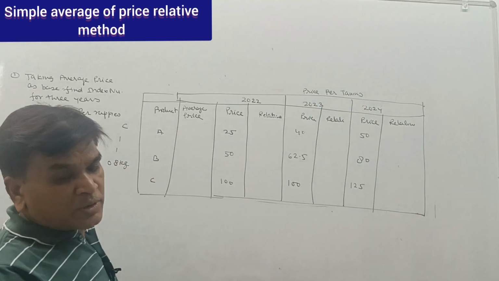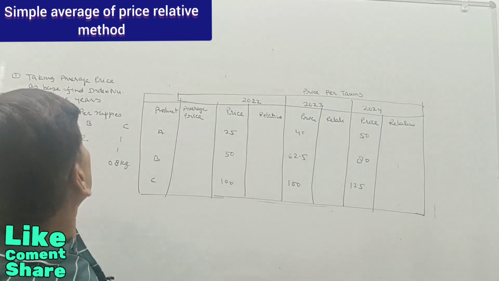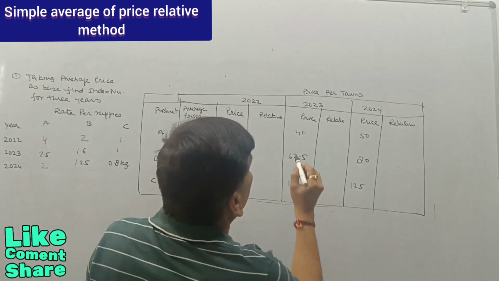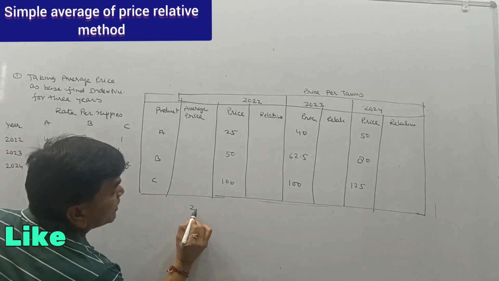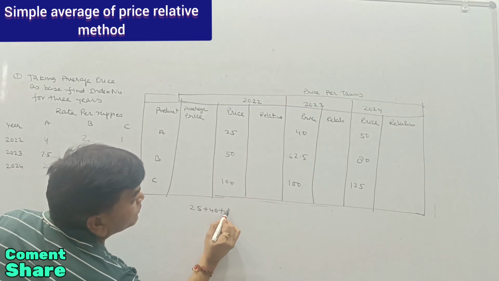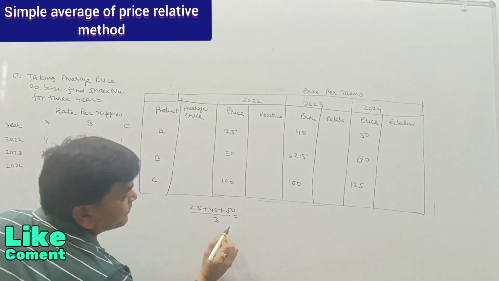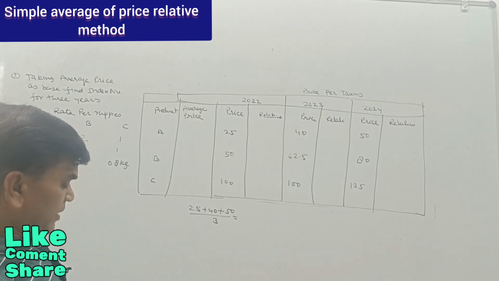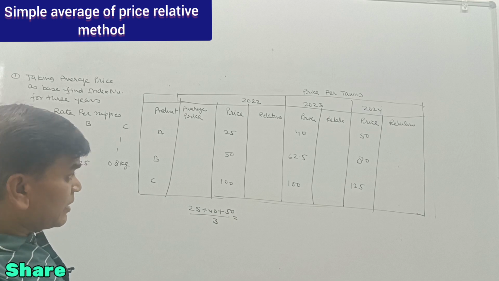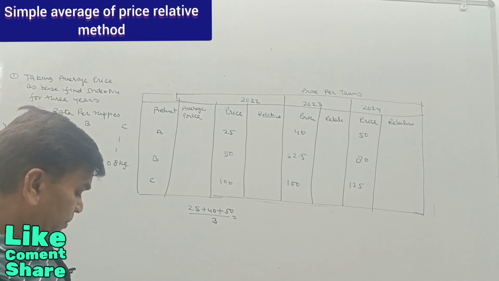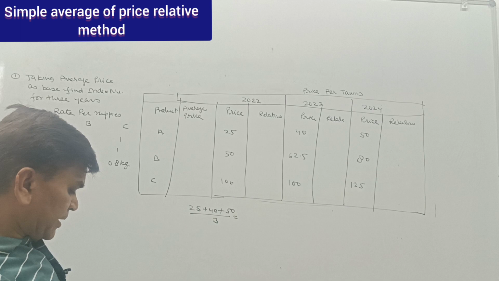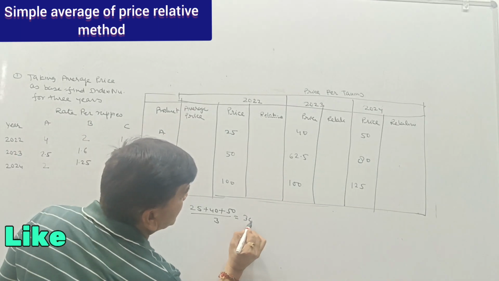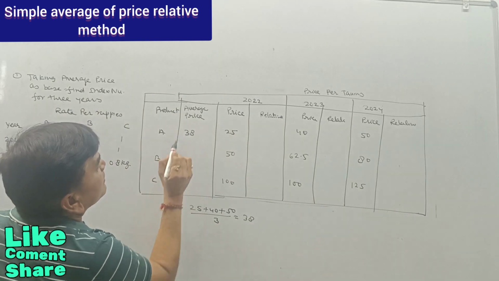Okay. So the very first I have okay. Now we have to take the average price. It means 25 plus 40 plus 50. First average price is 25 plus 40 plus 50 divided by 3, that is 38 rupees. So first average price will be 38 rupees.